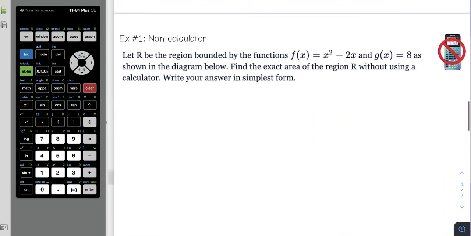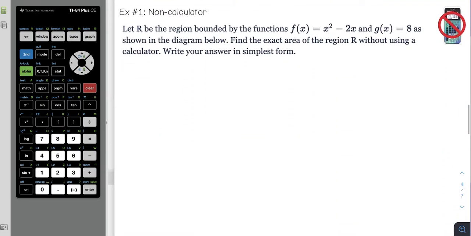Okay, so the first example we're going to look at, we're not going to use a calculator for. So we're going to let R be the region bounded by the functions f of x equals x squared minus 2x and g of x equals 8. And it says as shown on the diagram below, but I decided to not put the picture here just to practice making your own picture without a calculator. We want to find the exact area of the region R without using that calculator.